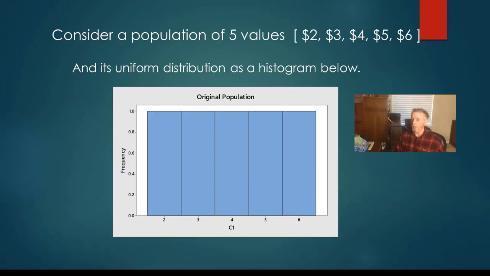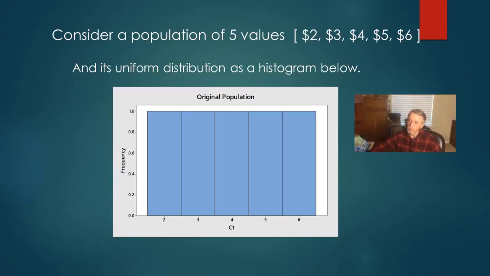Therefore, our original population has what's called a uniform distribution. Notice that we have $2 one time, $3 one time, $4 one time. Looking at the graph, you can see that $5 one time and $6 one time. So this is called a uniform distribution, and it's a histogram showing that.